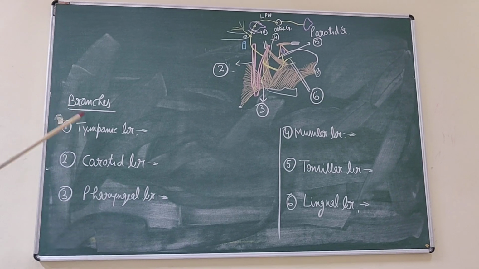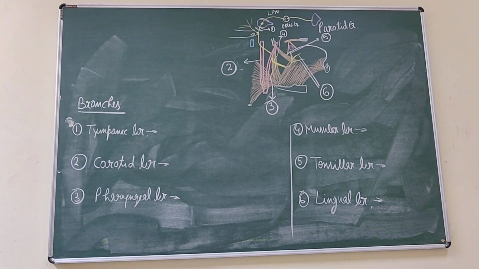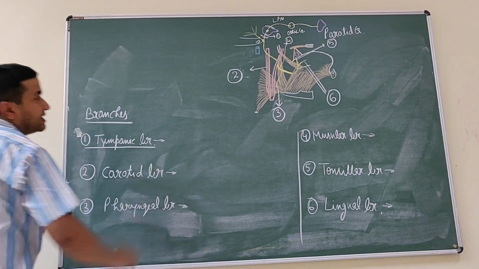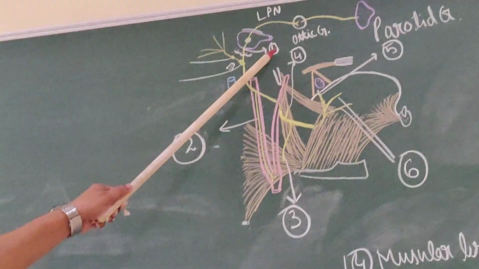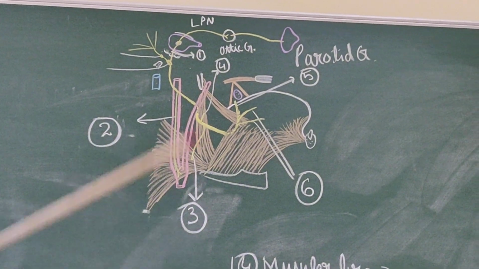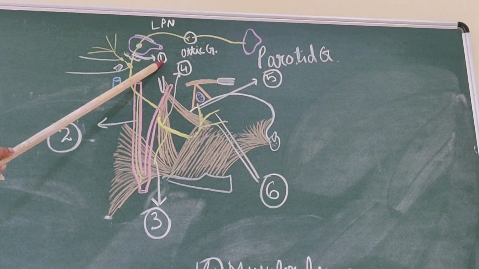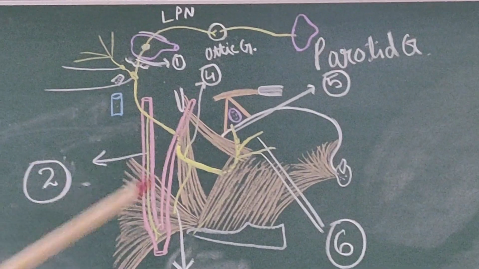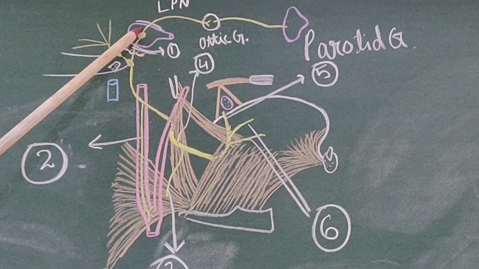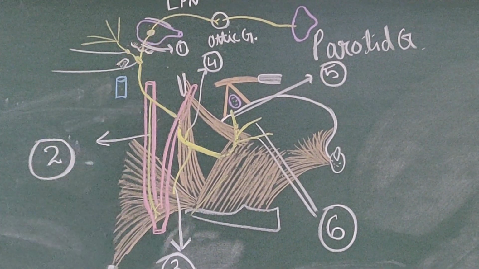Now the branches of the glossopharyngeal nerve. It gives 6 branches. The first branch is the tympanic branch. In this diagram, this first one is the tympanic branch. This tympanic branch arises from the inferior ganglion, and then through the tympanic canaliculus it enters the tympanic cavity.